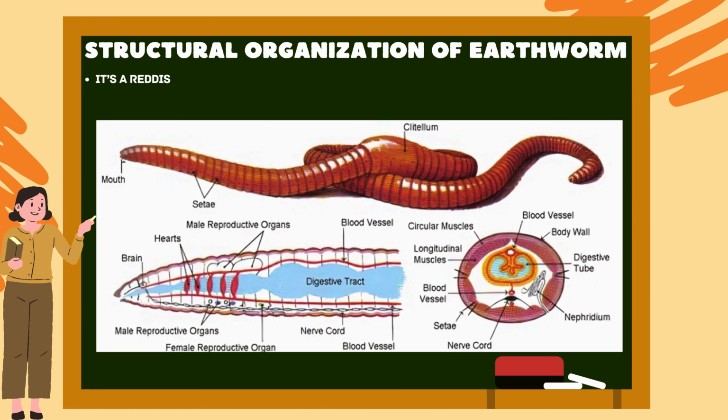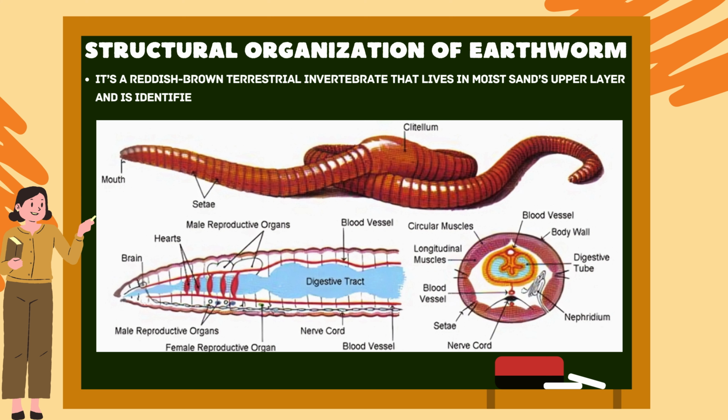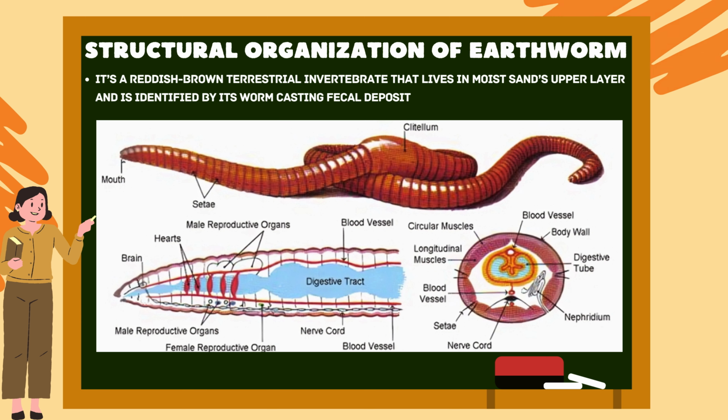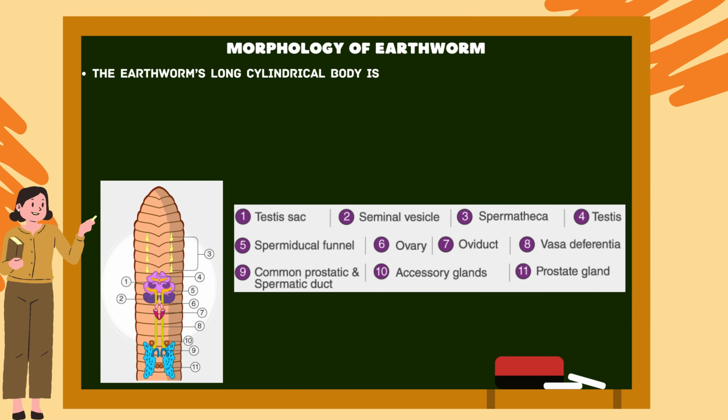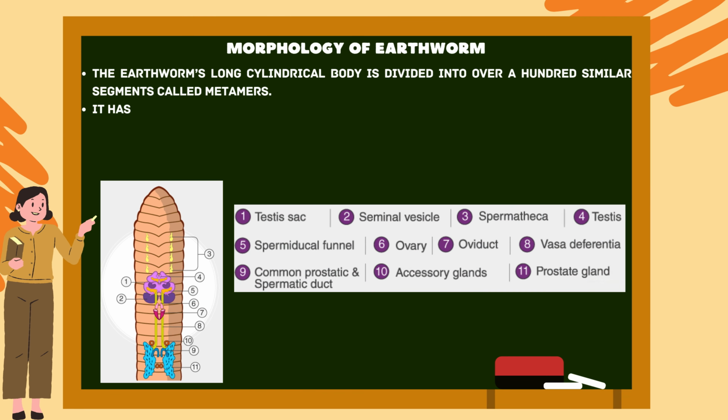The earthworm is a reddish-brown terrestrial invertebrate that lives in the upper layers of moist soil. It is commonly identified by its worm castings, fecal deposits. Morphology: the earthworm's long cylindrical body is divided into over 100 similar segments called metameres.